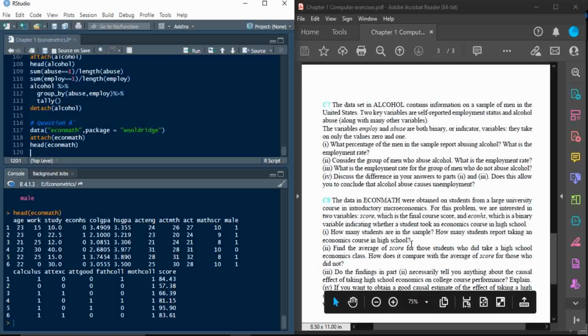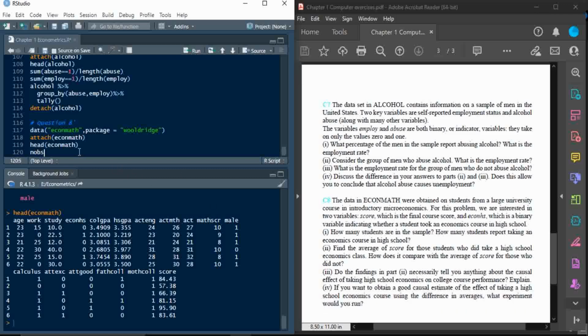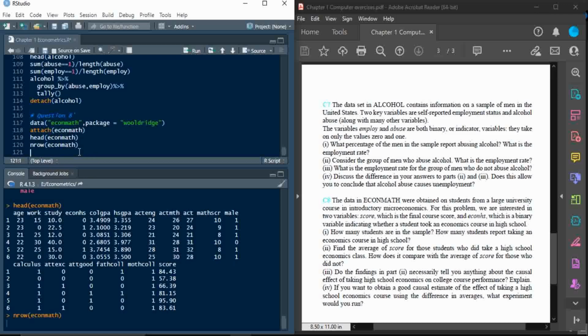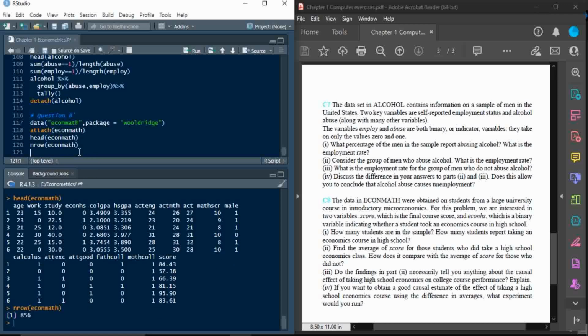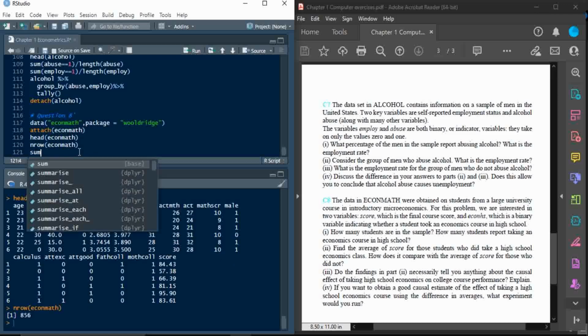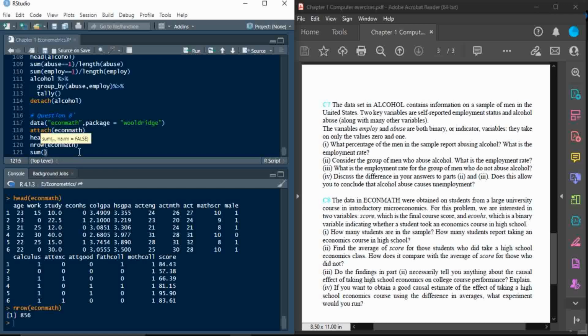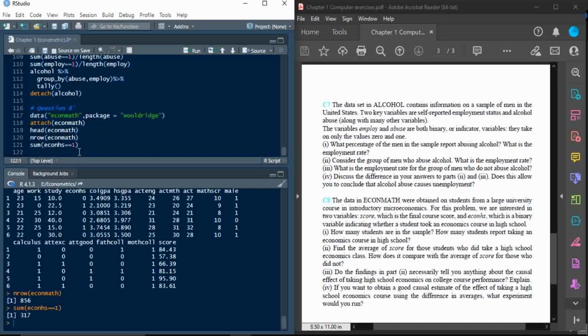So for this, first of all, how many students are in the sample? For this, we can utilize the function nrow and name this data set econ math. There are 856 students. Okay. Now for those who report having had an economics course in high school, for this we can use sum of econ HS equals 1. 317 students had economics in high school.